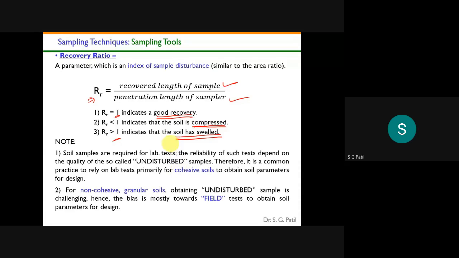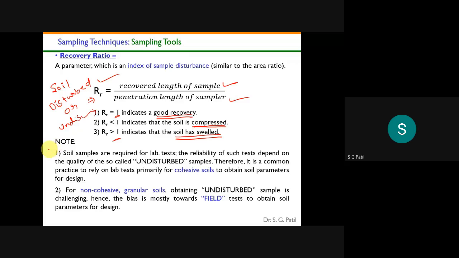Okay, so depending on your recovery ratio also, you can classify the soil as disturbed or undisturbed. When you call it undisturbed, if your recovery ratio is equal to 1, then you can call it undisturbed. If your recovery ratio is not equal to 1, then you can call it a disturbed soil sample. Understood, no?